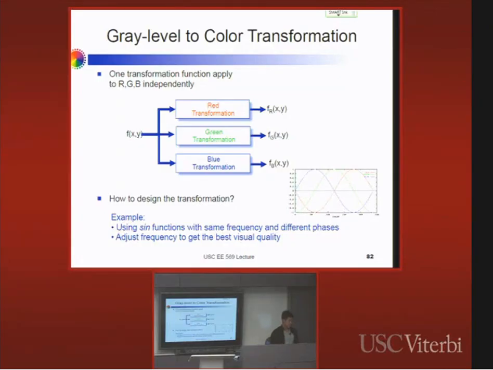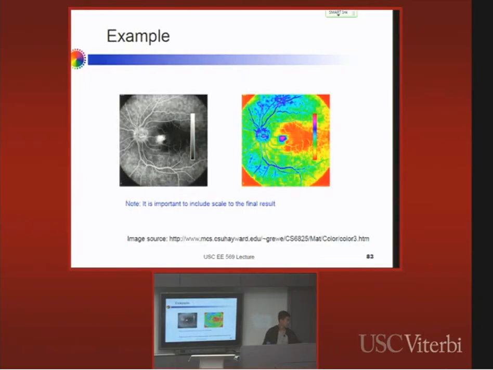Besides the slicing method, you could also do the transformation on each individual plane separately. You could do the red transformation, the green transformation, and the blue transformation, then combine them together. And here is an example of an eyeball, I believe. In this example, I believe the higher the intensity, the more bluish the result is, where the lower intensity is mapped to the red colors.